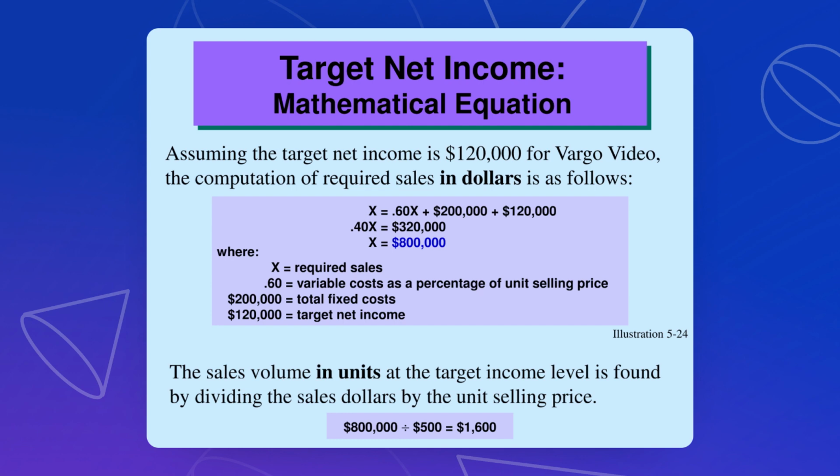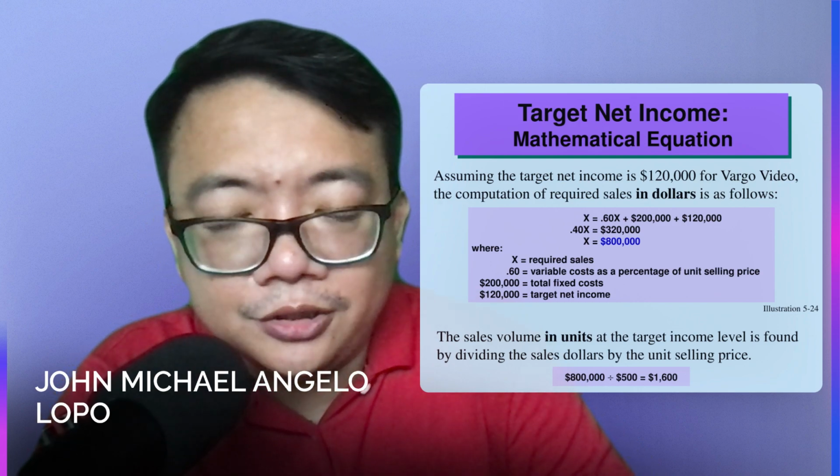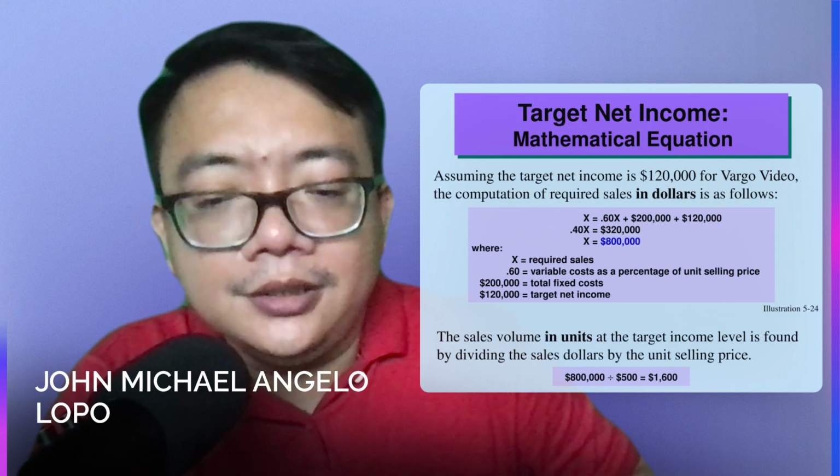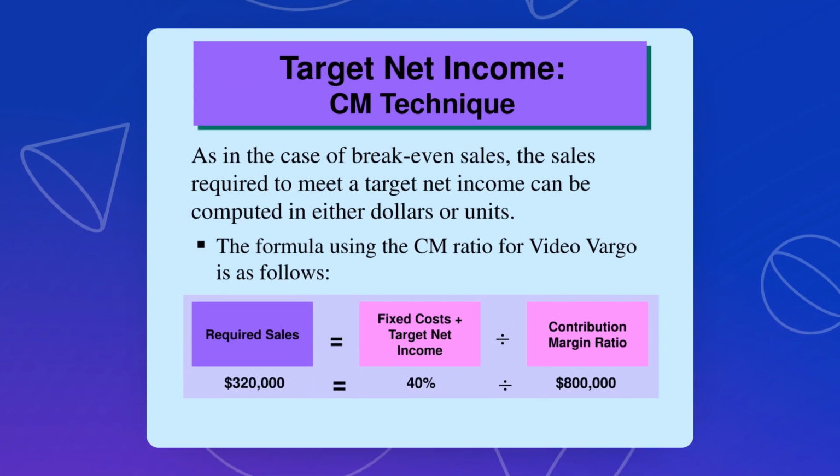Remember earlier, class, if you sell 500,000 pesos or dollars, you have zero net income. Now, if you sell 1,600 units, you have sales and your target profit is worth 120,000. Very good class. That's our objective. Our objective is to have 800,000 pesos in sales and to sell 1,600 units in order for us to reach our target profit. Also, it can be expressed in terms of a formula.